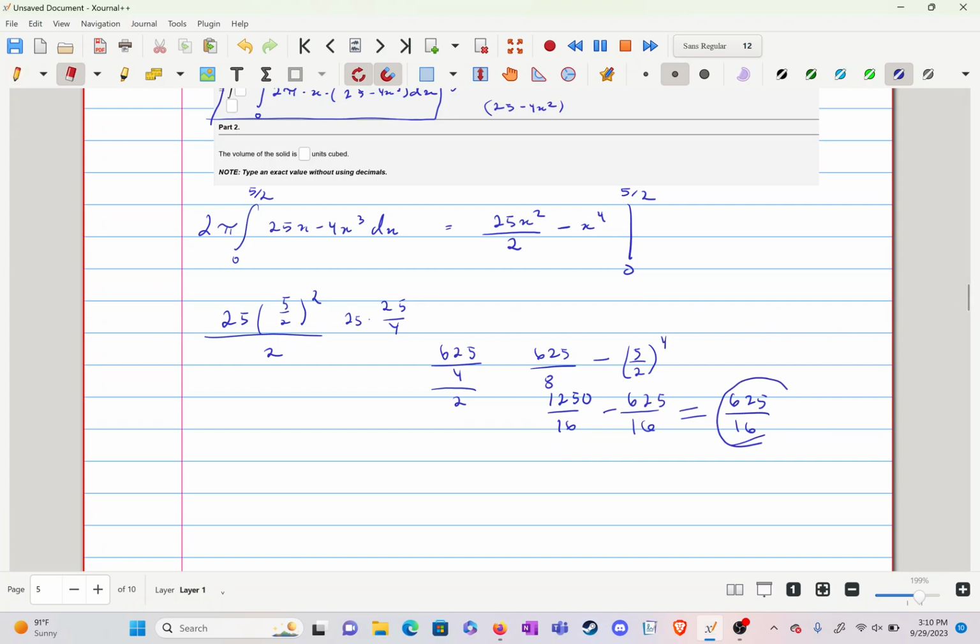Boom. Oh, that's not our volume, though. We now have to multiply that by 2 pi, and we know that's just going to cancel. 625 over 8 pi. That is our volume for problem 5.